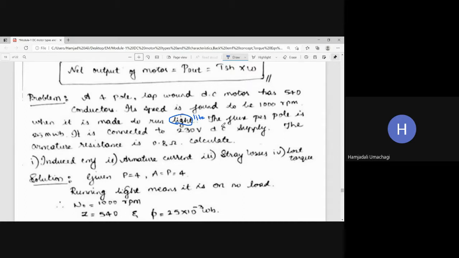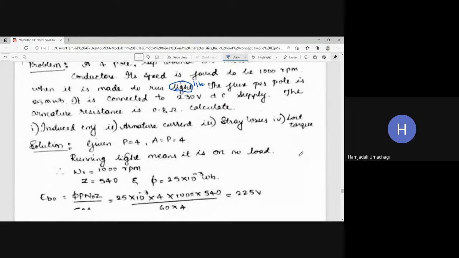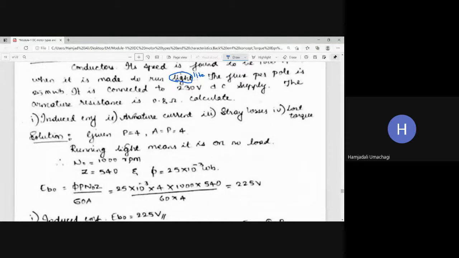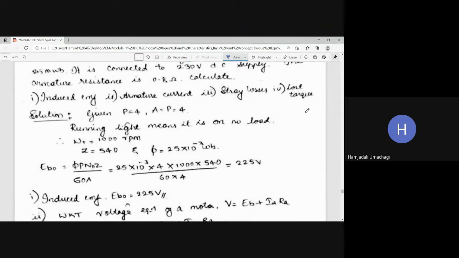It is connected to a 230 volt DC supply. The armature resistance is 0.8. Calculate induced EMF, armature current, stray loss, and loss torque. So with all these given parameters for the DC motor, calculate induced EMF E_b, armature current I_a, stray loss, and then finally loss torque. Stray loss is the sum of frictional, windage, and iron loss. For the first two, very easily you can find them out, but for stray loss and loss torque, some other formulas you need to use here.